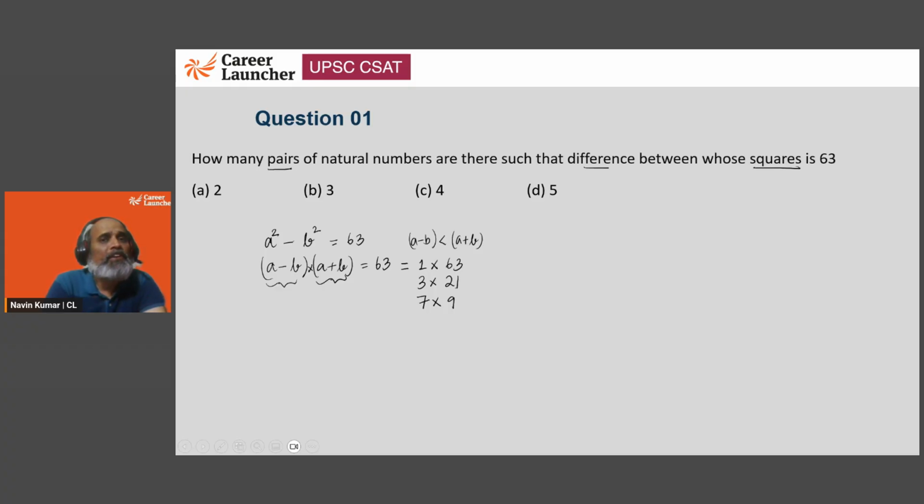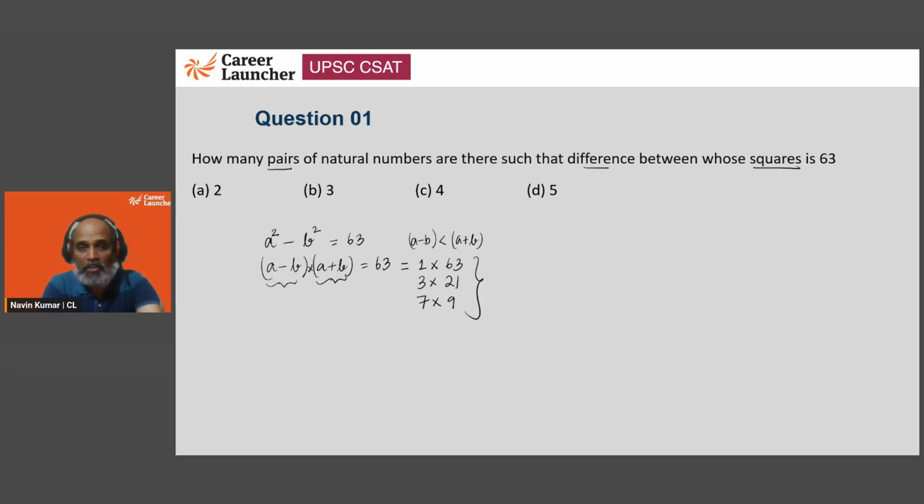A minus B cannot be negative, because if A minus B is negative, A plus B will be positive, so their product will be negative. But 63 is not a negative number. So it is understood that A is going to be greater than B, such that A minus B is going to be less than A plus B. So there are three cases where this is going to happen.